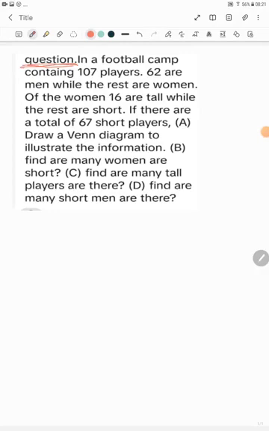We have this question from set theory, and we are going to do justice to it. So let's begin. So we have the solution, and reading through the question, we can see that we have a football camp that contains 107 players. So we can say the universal set is 107, and 62 are men while the rest are women.